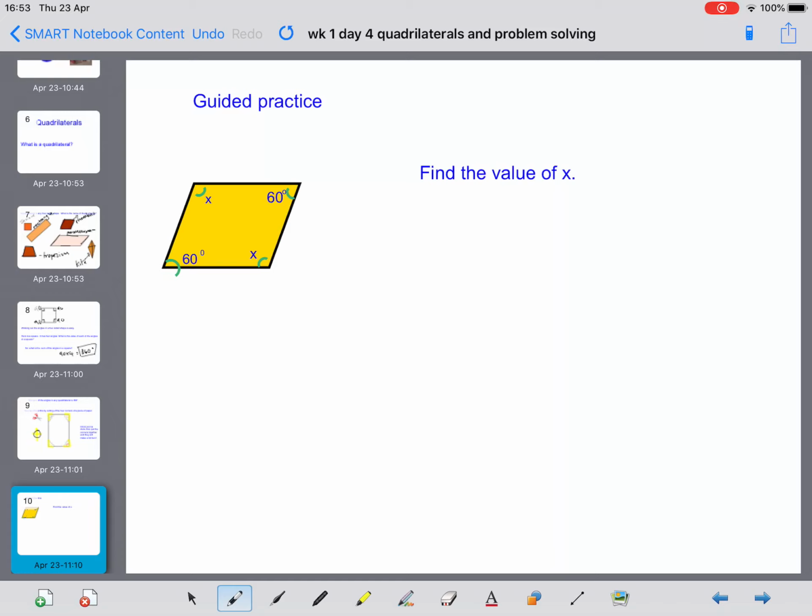Right, so a little bit of guided practice. That was nice and straightforward. Now find the value of x. My angle markings have gone a bit mad. So pause the video, have a go at finding what x is.